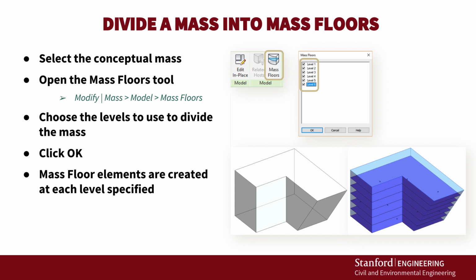We'll start by dividing a mass into mass floors. To do that, you start by selecting the conceptual mass in the drawing area. Then you can open the Mass Floors tool. You'll find that under the Modify Mass tab. In the Model section, choose the Mass Floors tool. And in the dialog that appears, you can choose the levels that you'd like to use to divide that mass. Click OK, and the mass floor elements are created at each of the levels specified.